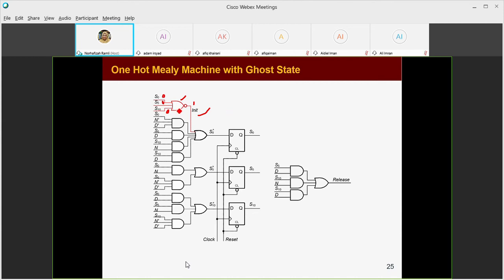If this is 1, 1, 1, no, this one is just to get the 1. So you use the NOR gate. The NOR gate output is low if any of the input is high. Output will be high if all inputs are low, right? Whatever it is, this one is the initial one. And then you have the release and the rest.